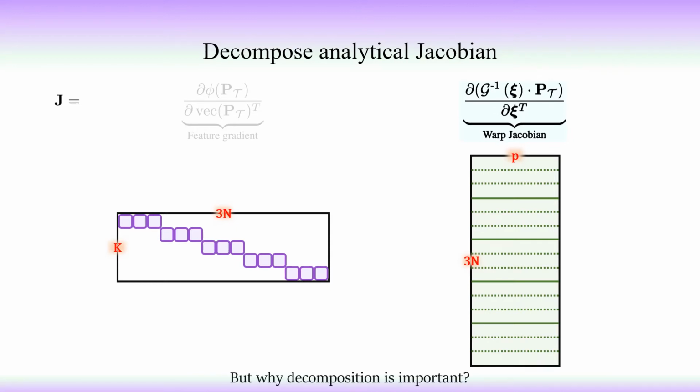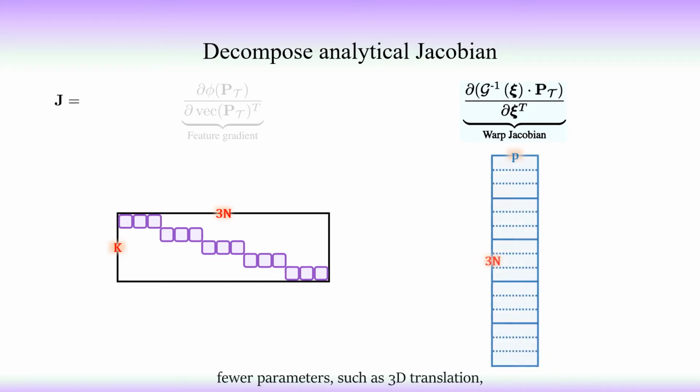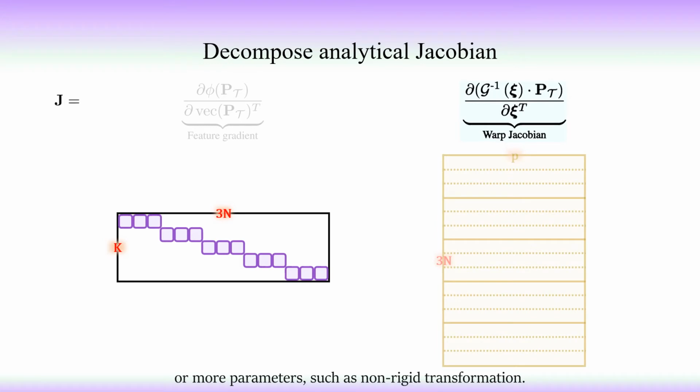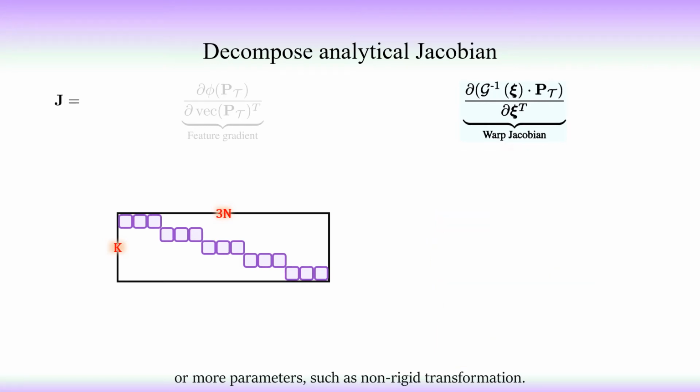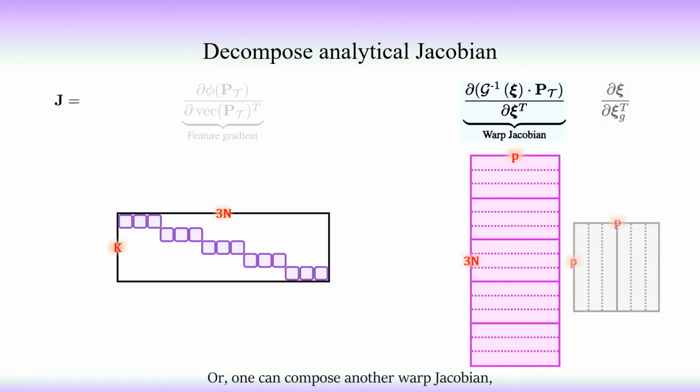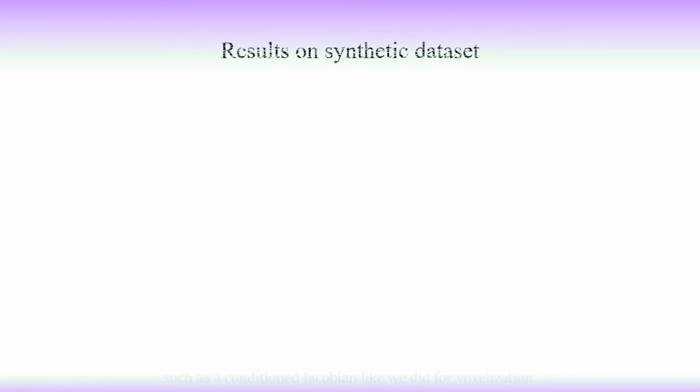But why is decomposition important? Because we can simply replace the warp Jacobian during testing to perform different registration tasks. For example, fewer parameters, such as 3D translation, or more parameters, such as non-rigid transformation. Or one can compose another warp Jacobian, such as a conditional Jacobian, like we did for voxelization.